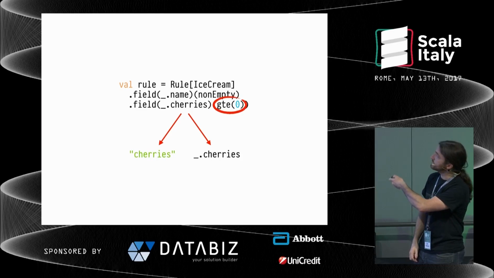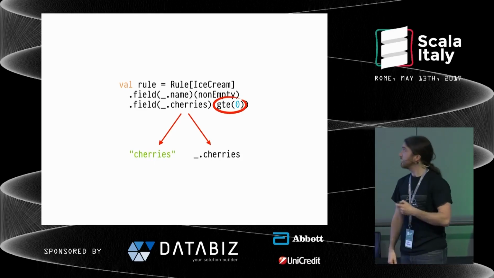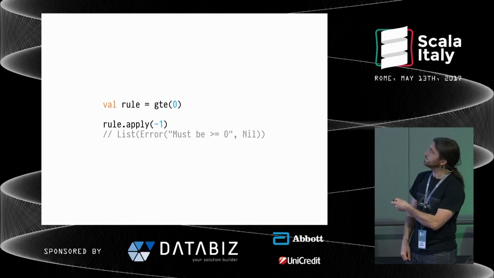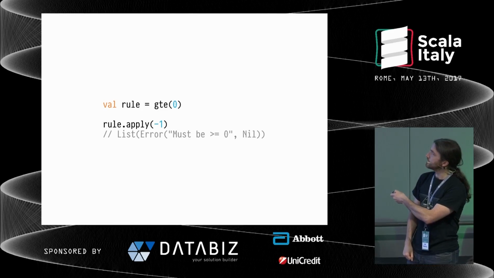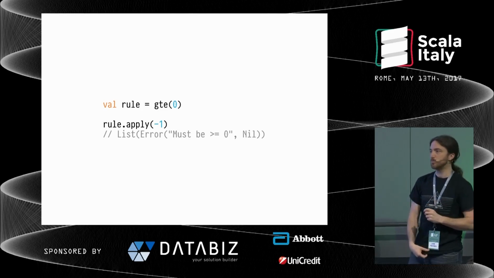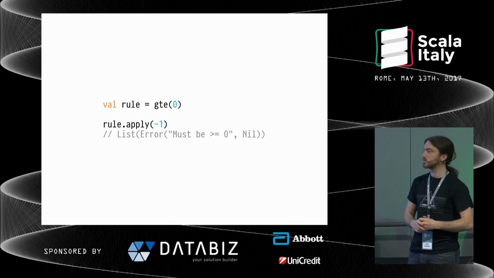So for example, this GTE0 here is a rule that checks an integer. And if we take that rule, so we say a rule is GTE, we apply it to a number, we get back an error message. Now notice here that this Nil on the right is where the field name was previously. It's an empty list here, which means the entire data structure is incorrect.